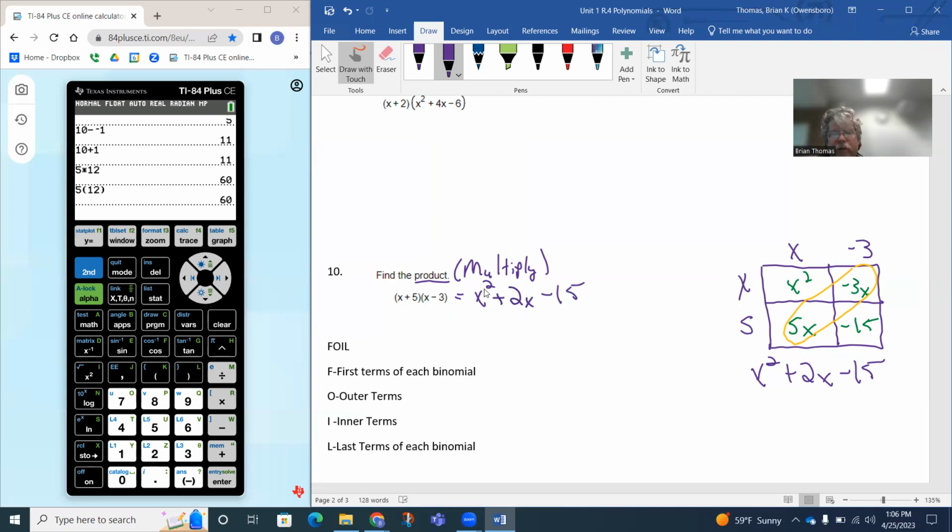So the degree 2 is also called a quadratic term. So the x squared is the quadratic. The 2x is what's called a linear term, and the -15 is considered our constant.